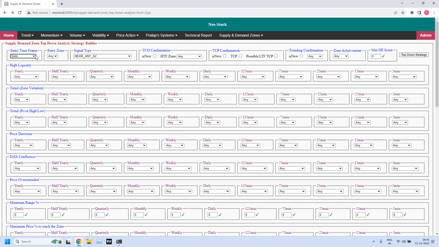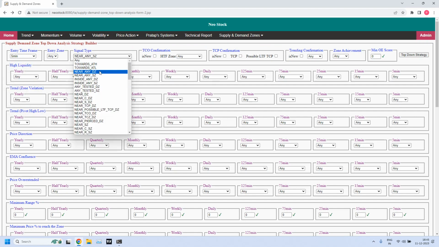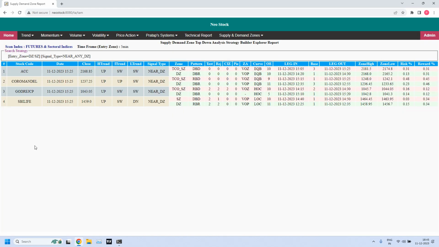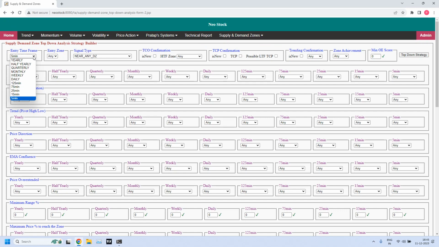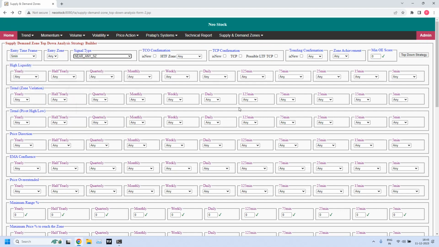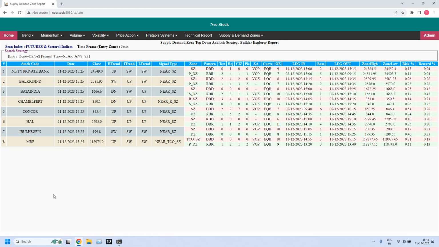Now let us generate for 5 minutes time frame. Entry time frame is 5 minutes. Let us find the stocks near 5 minutes demand zone. So these 4 stocks are filtered. Let's go back. Entry time frame is 5 minutes. Let us find the stocks near 5 minutes supply zone. So these 8 stocks are filtered.